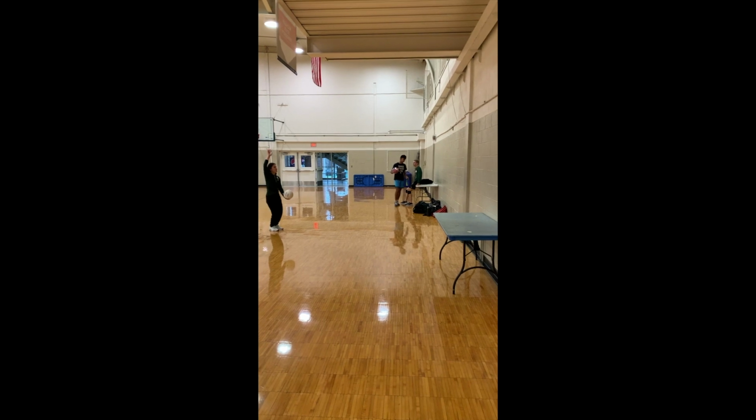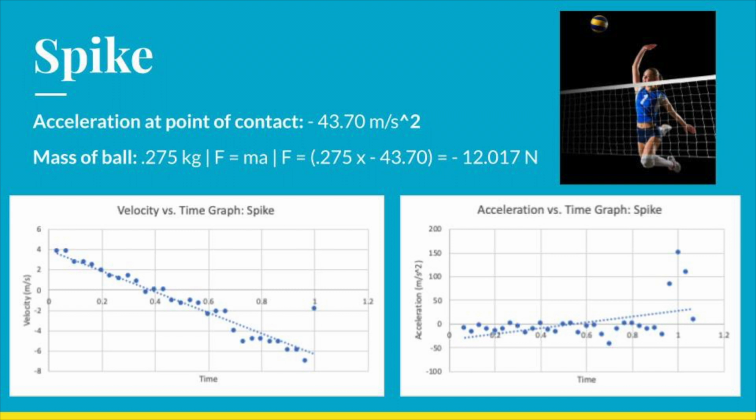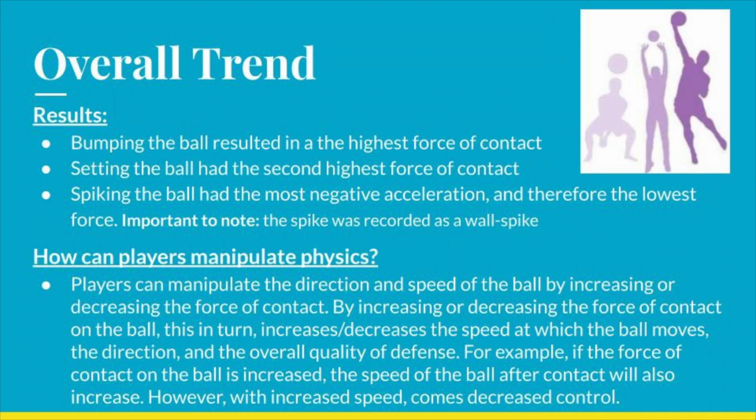However, it's important to note that the video was taken as a wall spike and not in mid-air. When spiking the ball, the acceleration at point of contact was negative 43.70 meters per second squared, and the force was negative 12.017 newtons. These graphs are very similar to the other motion graphs. However, it's important to recognize the ball's initial speed was slower when spiking the ball, as opposed to bumping or setting. As for the acceleration graph, the ball's acceleration was much more negative than the other motions. Additionally, there appears to be a greater increasing slope in the acceleration versus time graph.